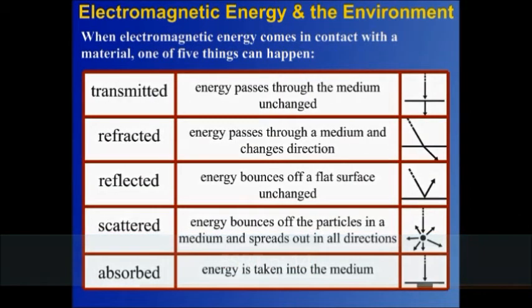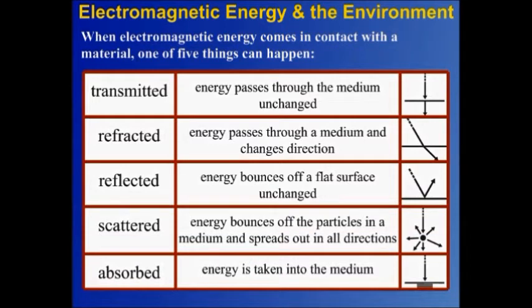When electromagnetic energy comes in contact with a material, one of five things can happen. The first thing is it can be transmitted, which is when it just passes through a medium unchanged. The second thing is it can be refracted, which is when the energy passes through a medium and it changes direction. This is due to the fact that it's going through a material that's a different density, and so the energy is slowed down and it bends. The third thing that can happen is that the energy is reflected, which means that it bounces off of a flat surface and it's unchanged.